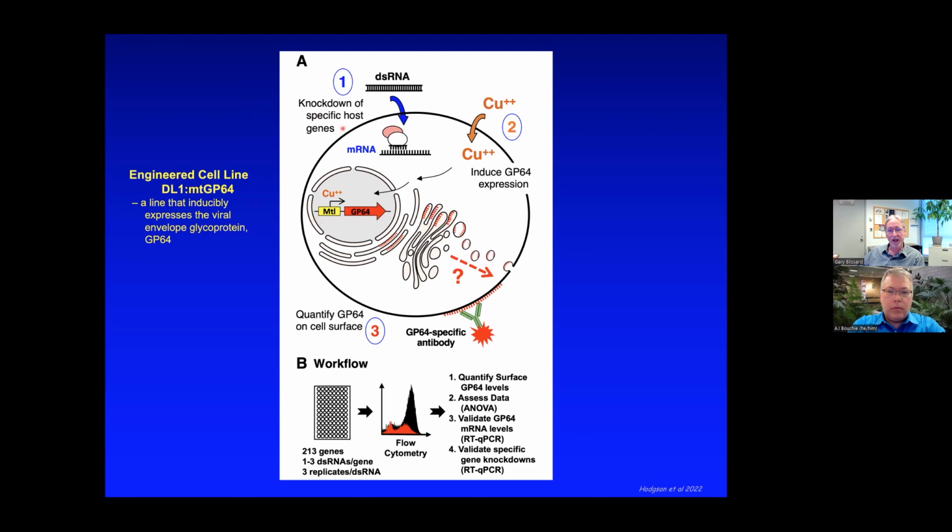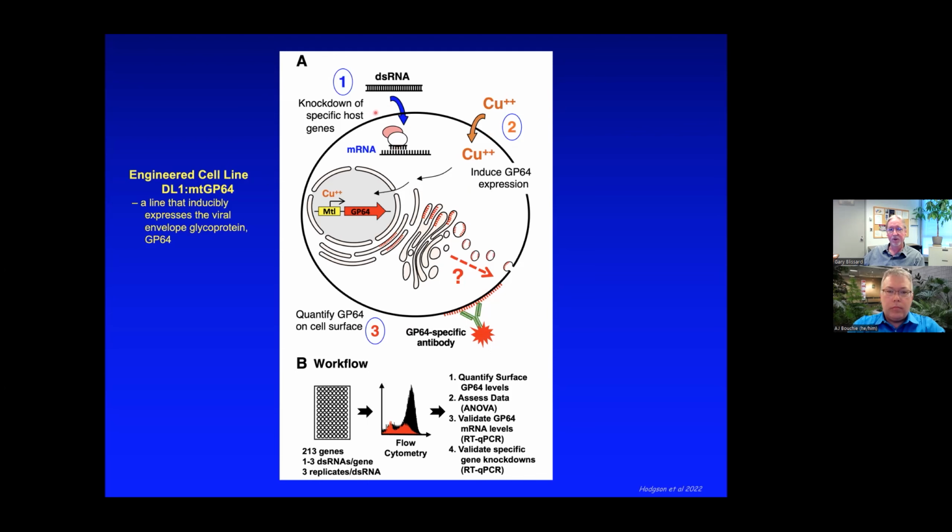The way we did this RNAi screen, or this experiment to find the important host genes, was we plate these cells in a multi-well plate, as shown here. In each well, we add a different double-stranded RNA to target a specific host gene. That allows us to knock down the expression of that gene. After we incubate that for a little while, we then add copper to the media to turn on expression of the envelope protein. Then we measure the level of the envelope protein at the cell surface.